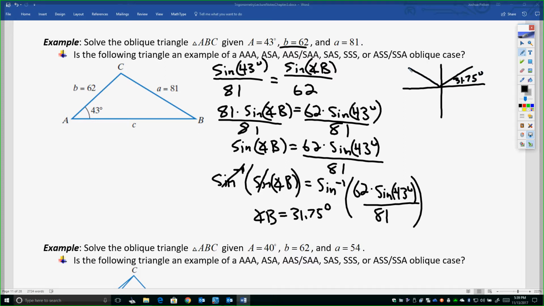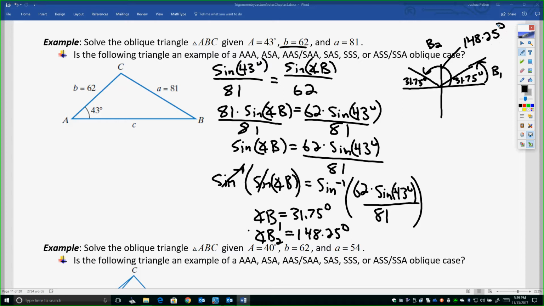But the reality is there's another answer, because sine is positive in both the first and the second quadrant. There are an infinite number of answers if you go around the unit circle, however we want the two answers that are both less than 180. So you have this angle, which we'll call B1. Then we also have this answer, which we'll call B2, and that's 180 minus 31.75, which gives you 148.25 degrees.